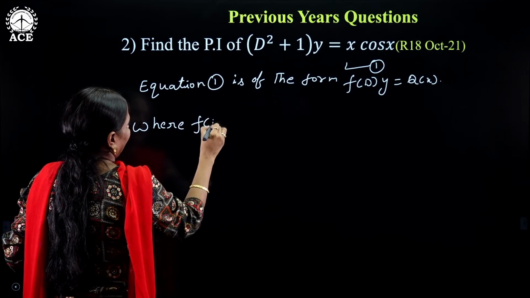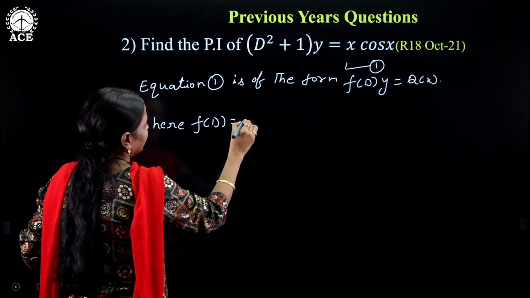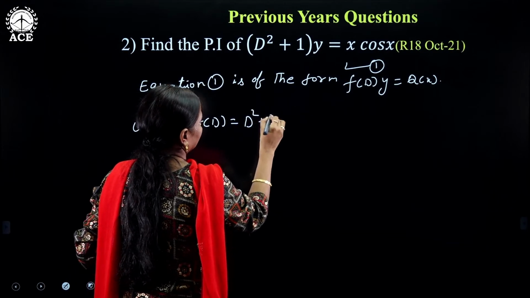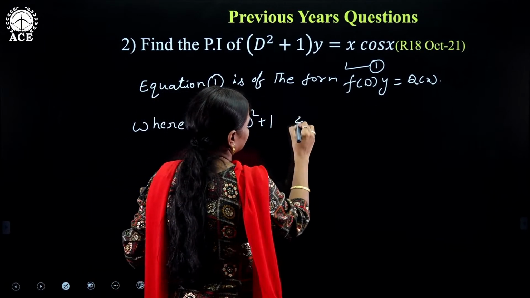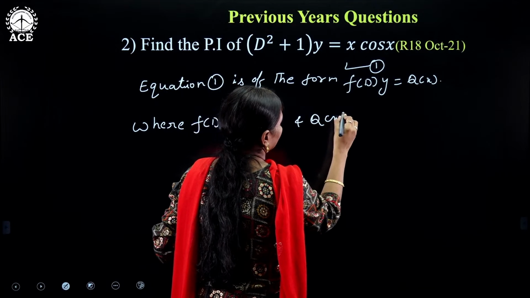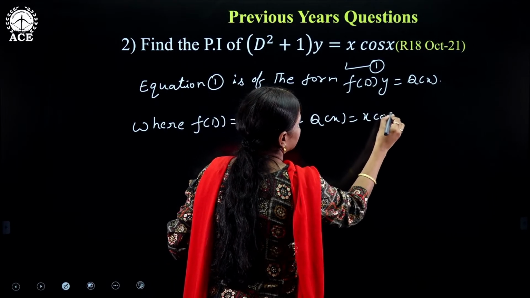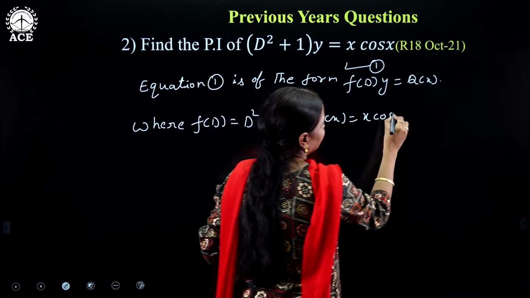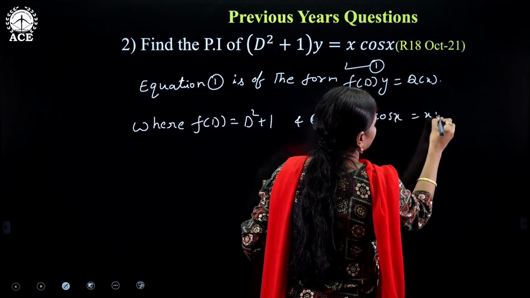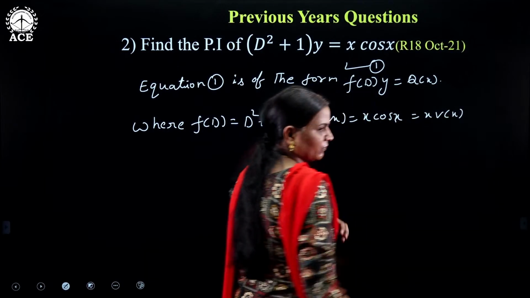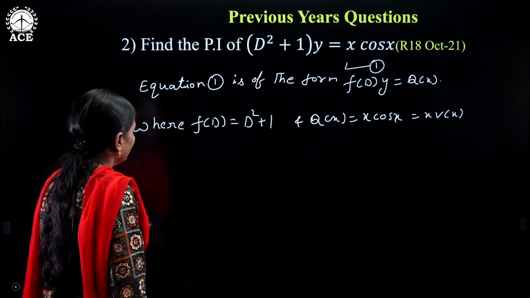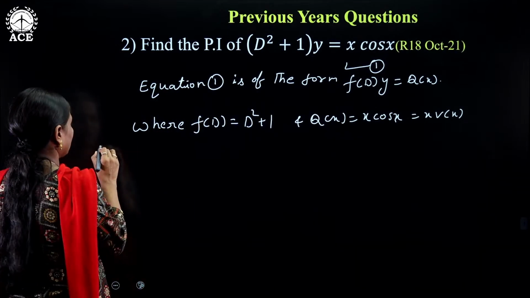Where f of D is equal to D squared plus 1. And what is the Q of x here? Q of x is equal to x cos x, which is of the form x into V of x. First, find the complementary function.